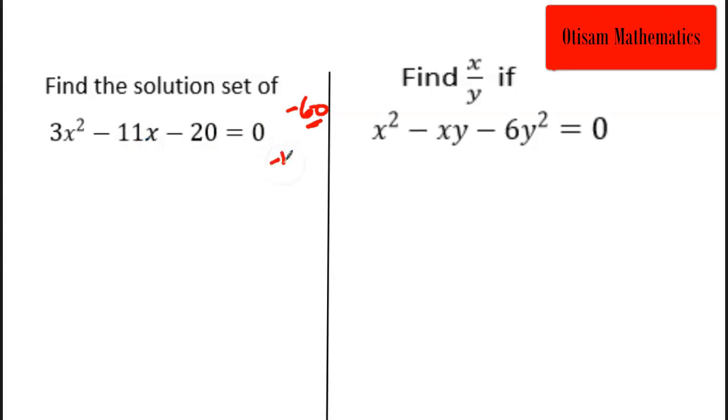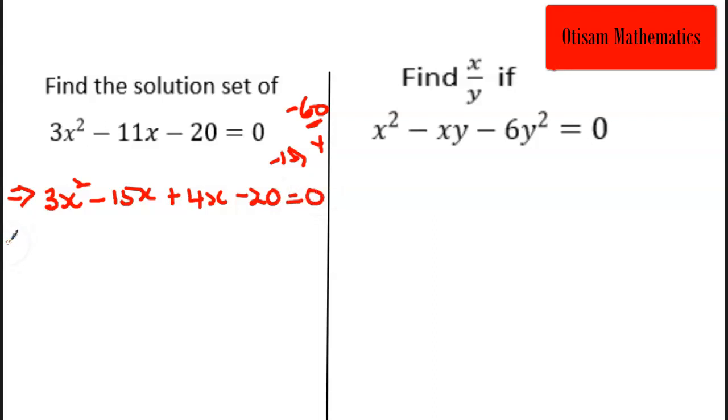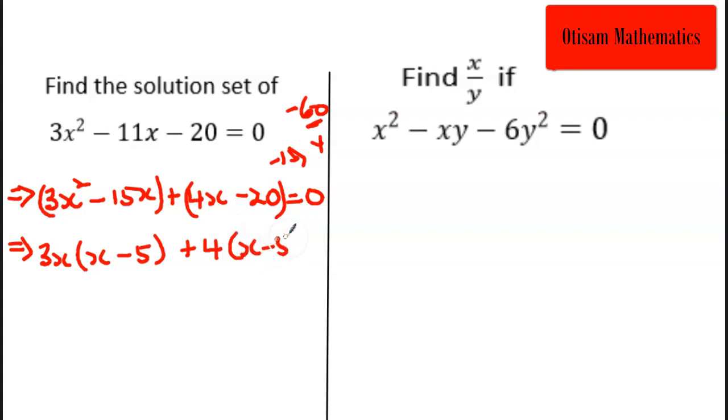So let's try minus 15 and 4. Minus 15 times 4 is minus 60. Then minus 15 plus 4 is minus 11. So this implies that 3x squared minus 15x plus 4x minus 20 is equal to 0. So then 3x out, we have x minus 5, plus 4 out, x minus 5 is equal to 0. So we have x minus 5 times 3x plus 4 is equal to 0.